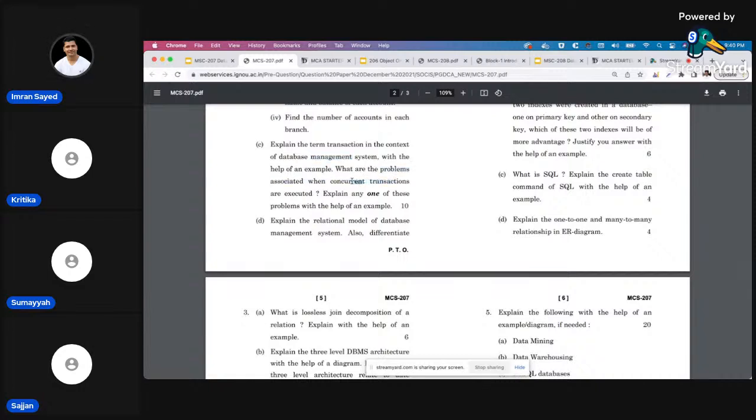Problems associated with the concurrent transaction. So first we need to understand what this concurrent transaction is. Concurrent transaction means that multiple transactions in a database happen simultaneously, concurrently. So that's what the concurrent transaction is. And the problems associated with it could be multiple.